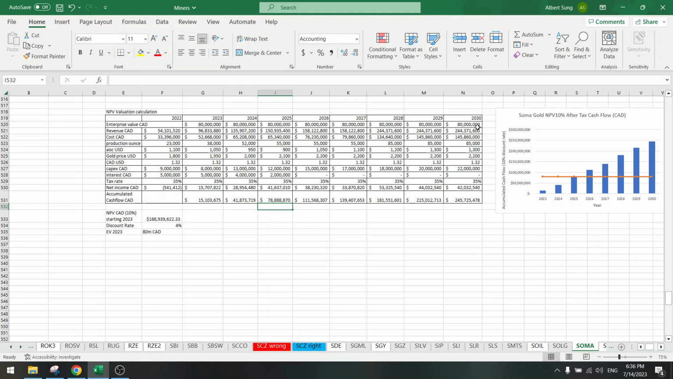Either you buy Soma Gold, which has an enterprise value of 80 million. So I use my cash and I buy the whole company and see what happens. All of these cash flows that come in, how much do I end up with after 8 years? Or you can use this $80 million and buy bonds at 4% and see how you end up there. So let's calculate those two scenarios. Let's first do Soma Gold.